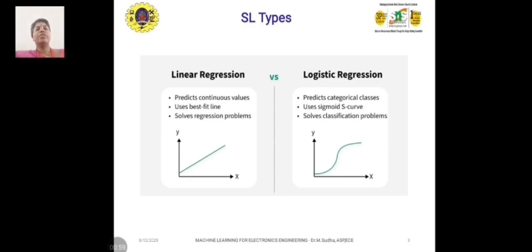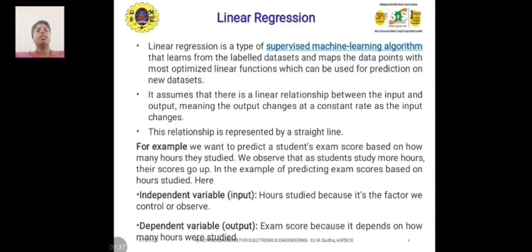We can see the comparison of linear and logistic regression. From the name itself we can understand linear: when the input changes, the output also changes. Logistic deals with zeros and ones. Linear regression predicts continuous values, and logistic regression predicts categorical values. Linear uses a best fit line, and logistic uses the sigmoid S curve. Linear regression solves regression problems, and logistic regression solves classification problems. In detail, we are going to discuss linear regression.